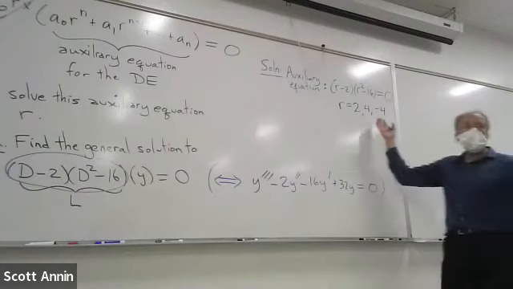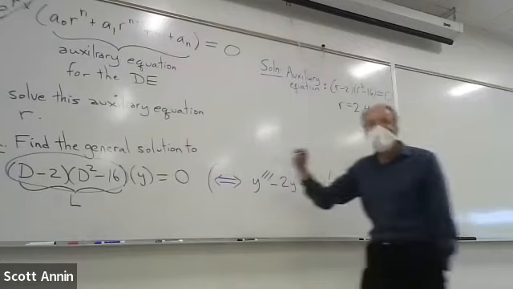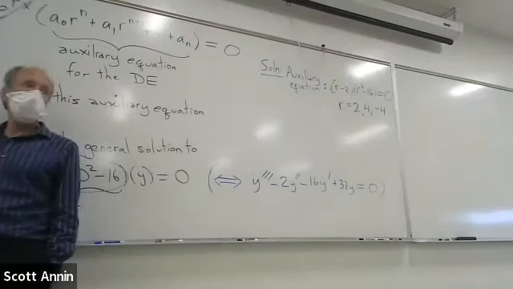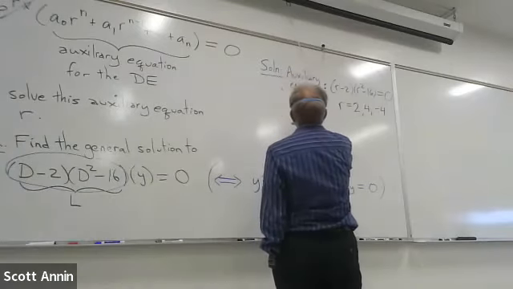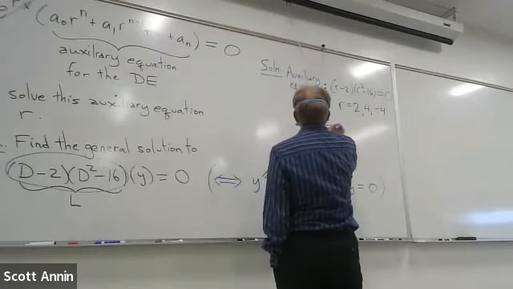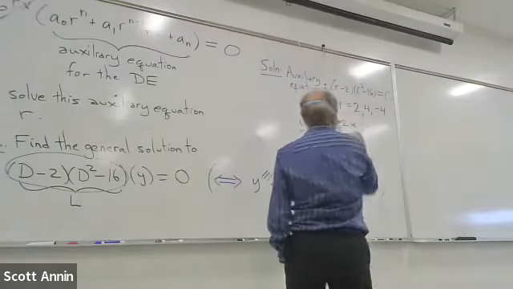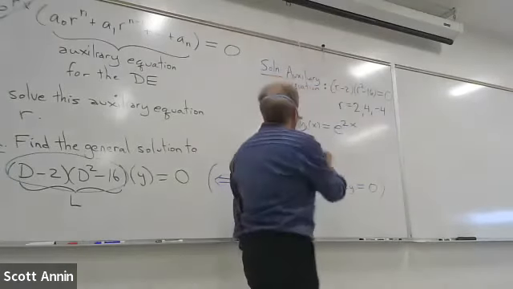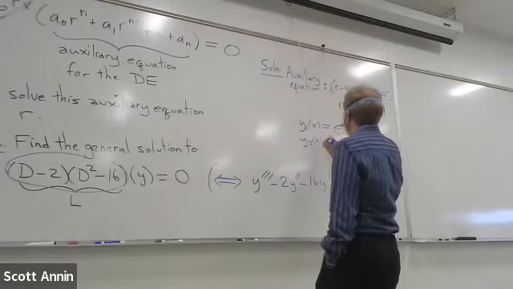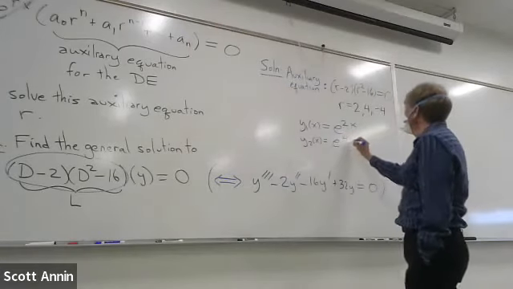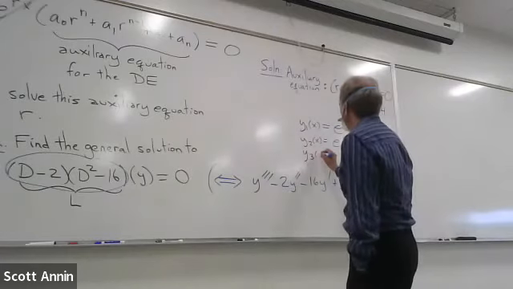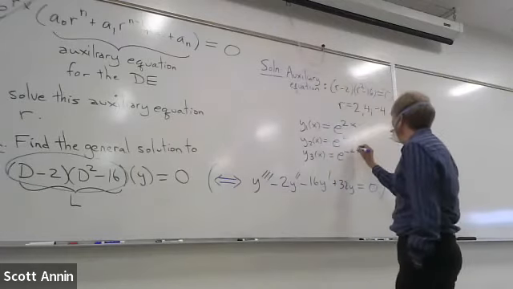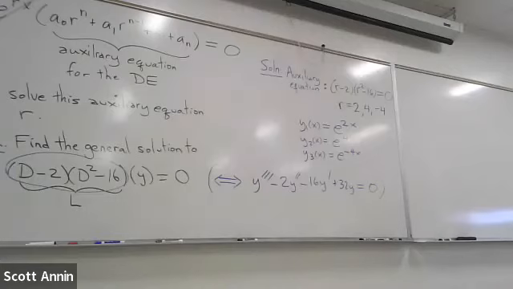For each of those values of R, I can now plug into this important box right here and write down my solution. So I have y1 of x, the first solution, is e to the 2x. And then y2 of x is going to be e to the 4x. And then y3 of x is going to be e to the negative 4x. Those are my 3 solutions.